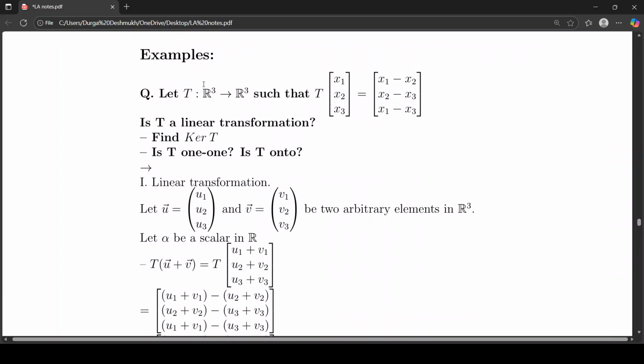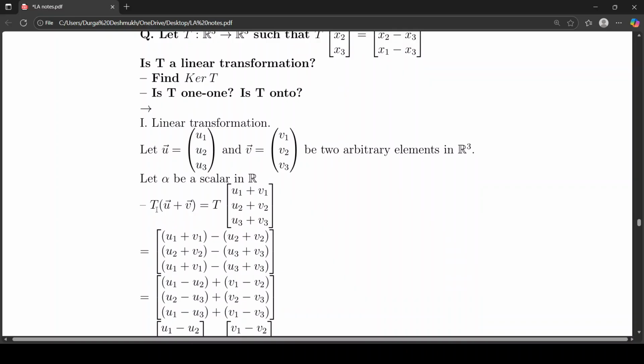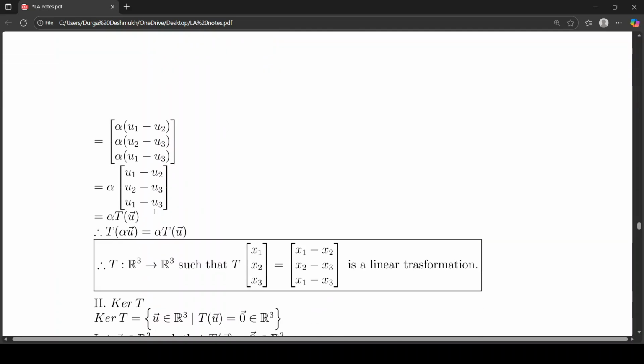So here a transformation is given from R3 to R3 such that this. We have to check if it is a linear transformation, then find its kernel, and check if it is 1-1 or onto. First, to check if it is a transformation, in a similar way to what we did before, we will consider two random elements from the first vector space, which again is R3 here, and a scalar from the field R. Then we will check the first condition and the second condition. Since both the conditions are satisfied here, the given map is a linear transformation.